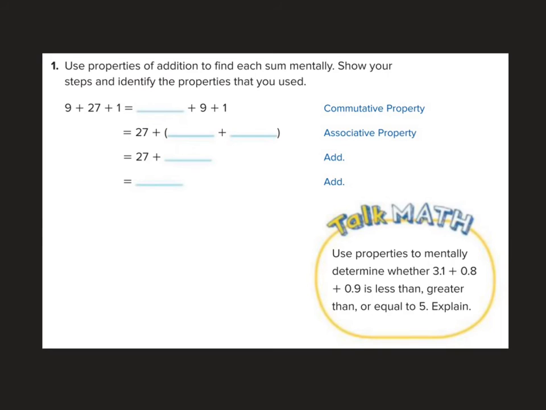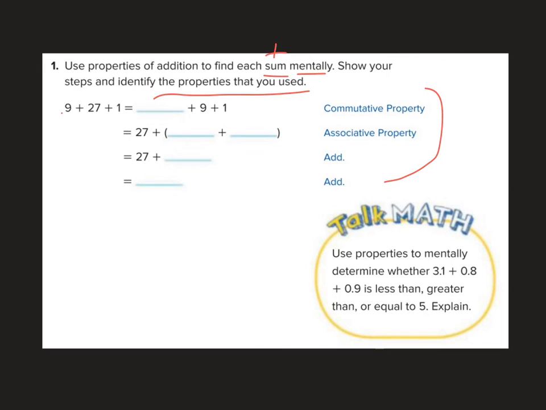Use properties of addition to find each sum, answer to an addition problem, mentally. Show your steps and identify the properties that you use. Now listen, this seems silly to write out commutative property, associative property. Let me tell you, in high school we do proofs, okay, where you have to know why you can do all these different things. And so this is a really good habit to get used to, saying I can do this because of this property. You have to write out every single step along the way and why you can do that. So it's a good strategy to get used to for when you do those proofs.